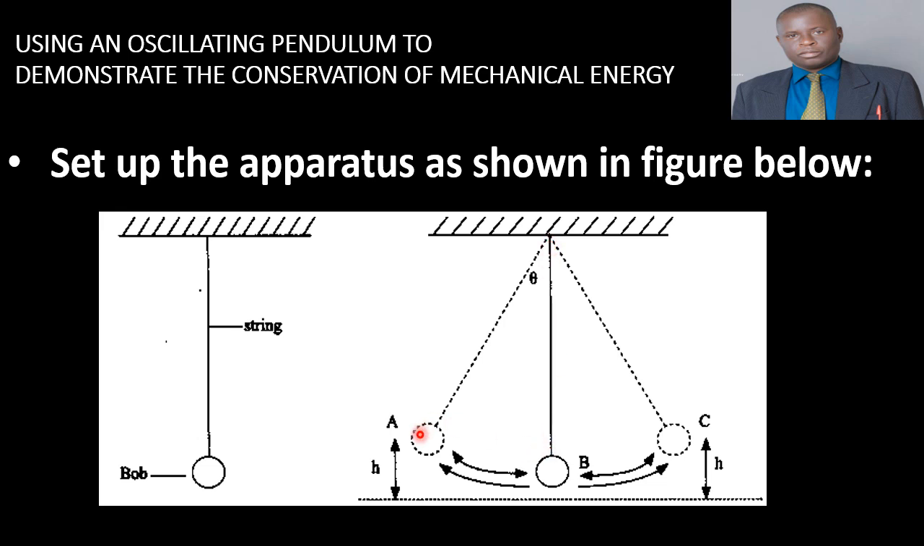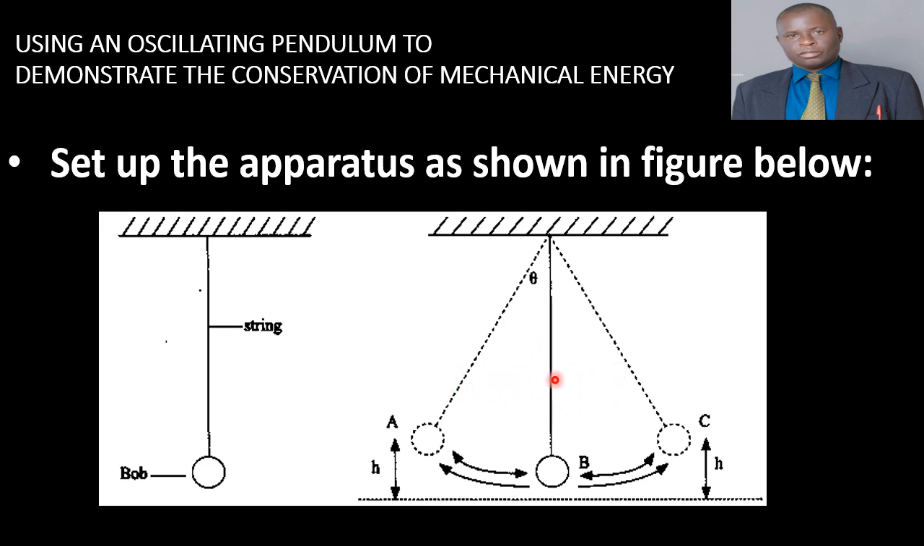Eventually the body is going to stop oscillating. They will ask you in an exam to state why an oscillating pendulum eventually comes to a rest. Why does it eventually stop oscillating? There are two causes. There is friction between the string and the support where it is attached, and also in this space here there is air.